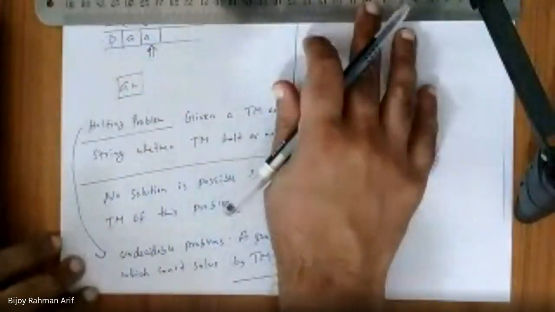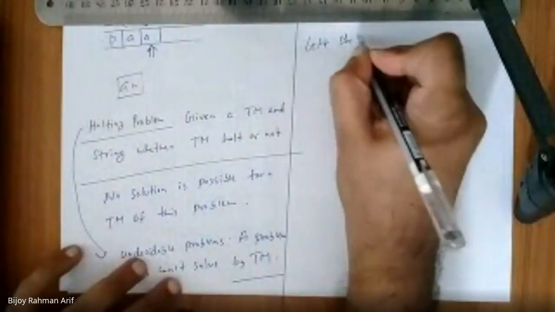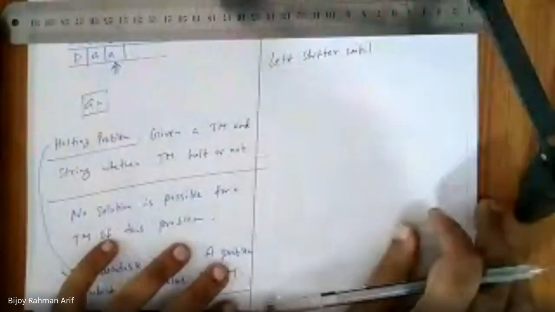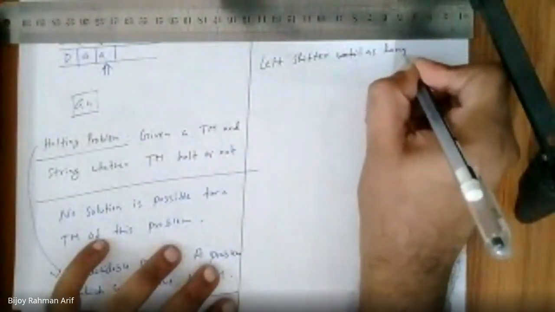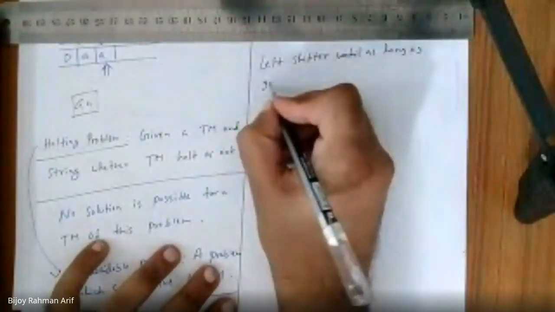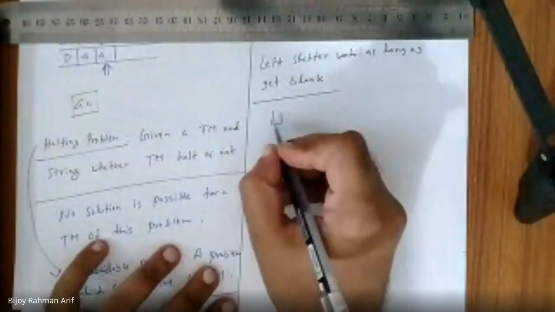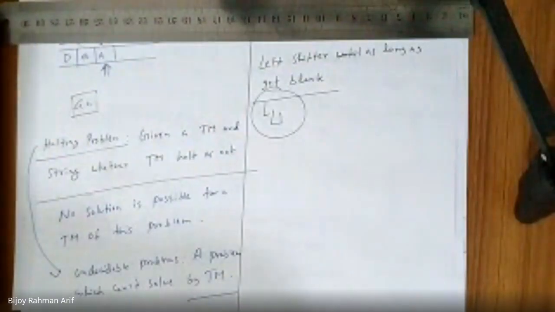Another consequence we know: another problem is there, left shifter until we get a blank. This is also very important. Okay, so remember these building blocks, because Turing machine.